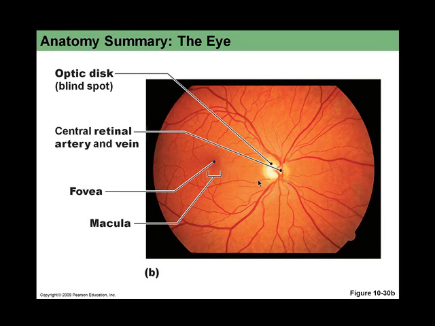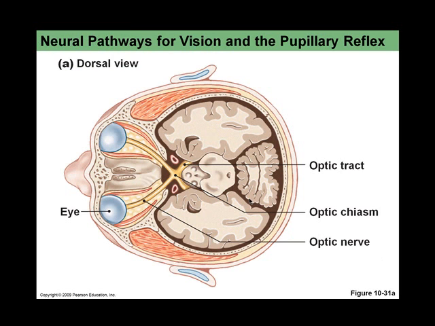And as you may know, there can be alterations or damage to the structure of the vasculature to the eye in different conditions. There can be localized hemorrhages or blockages or things of that sort, and it's very important to have this type of examination performed. So the neural pathways for vision and the pupillary reflex will be considered in the next couple of slides.